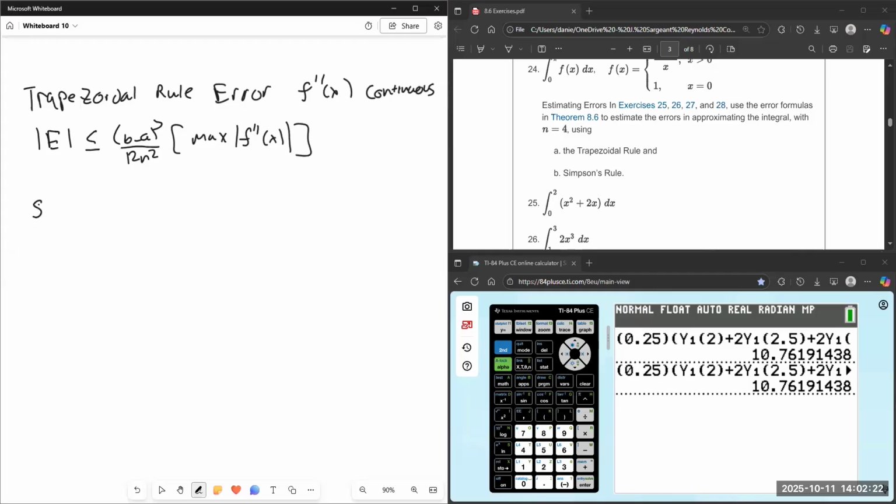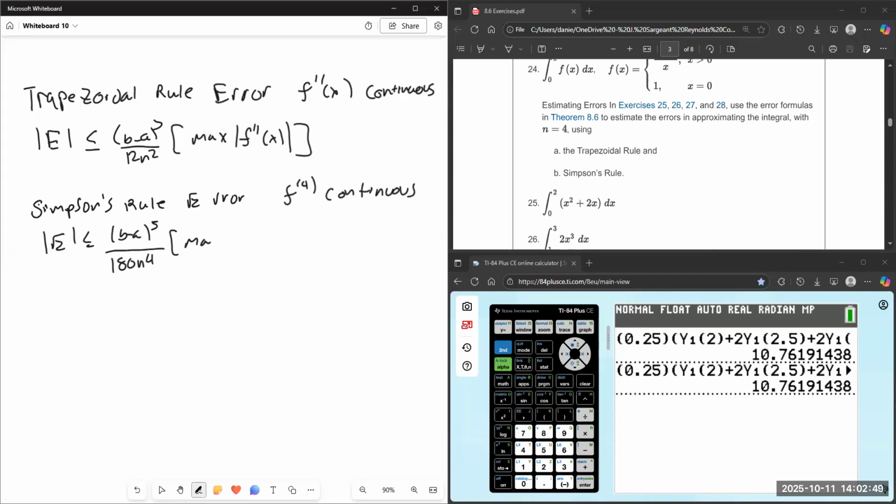And for Simpson's rule error, the fourth derivative must be continuous, and the magnitude of the error here is less than or equal to b minus a to the fifth over, I think it's 180, yes, 180 n to the fourth times the maximum of the absolute value of the fourth derivative of x here. So let's start by finding our derivatives.